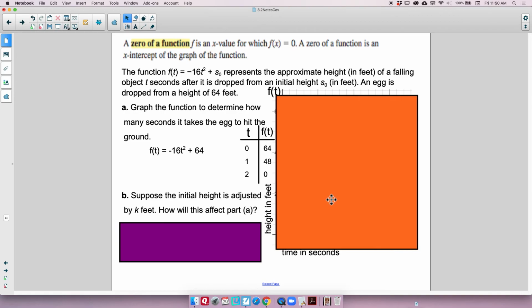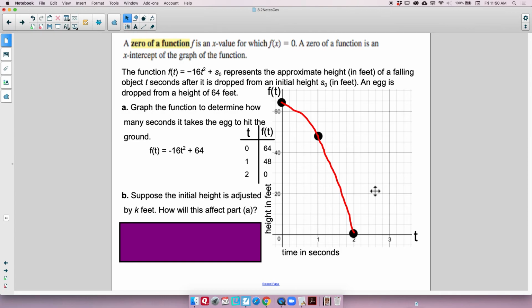Okay. So if we graph this, it would look like this. And why do I not have this part of the graph over here? Because this is a real-life problem. The egg's not being thrown up and then coming down. It's just being dropped. If we graphed the whole function, it would be a parabola just like we've seen all along, and it would continue on forever. But that's not the case in this real-life situation.